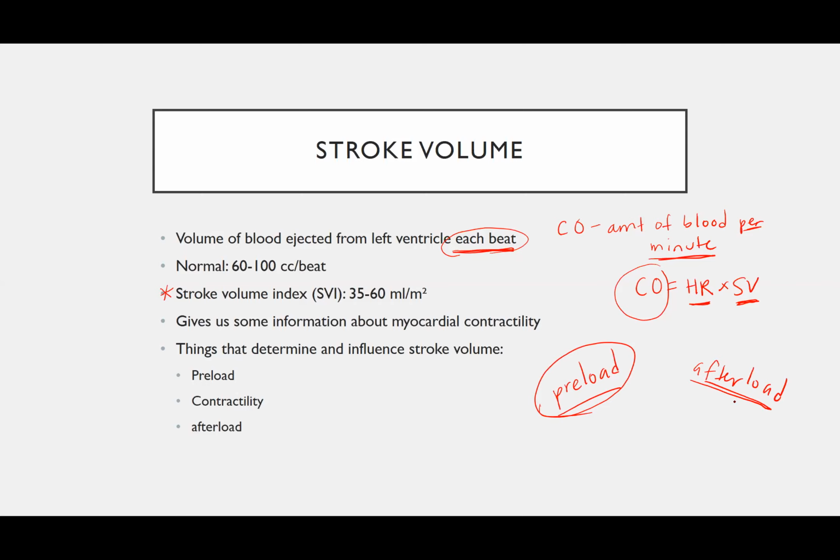And something similar but inverse goes for afterload. If my left ventricle is trying to pump out against a very, very high pressure system, if my afterload is very high, my vessels are very, very constricted, it is going to be a lot more difficult for the left ventricle to pump out blood, and therefore my stroke volume is going to be a little bit lower. So it can give us some information about contractility, but we have to take into consideration also what is the preload and what is the afterload.